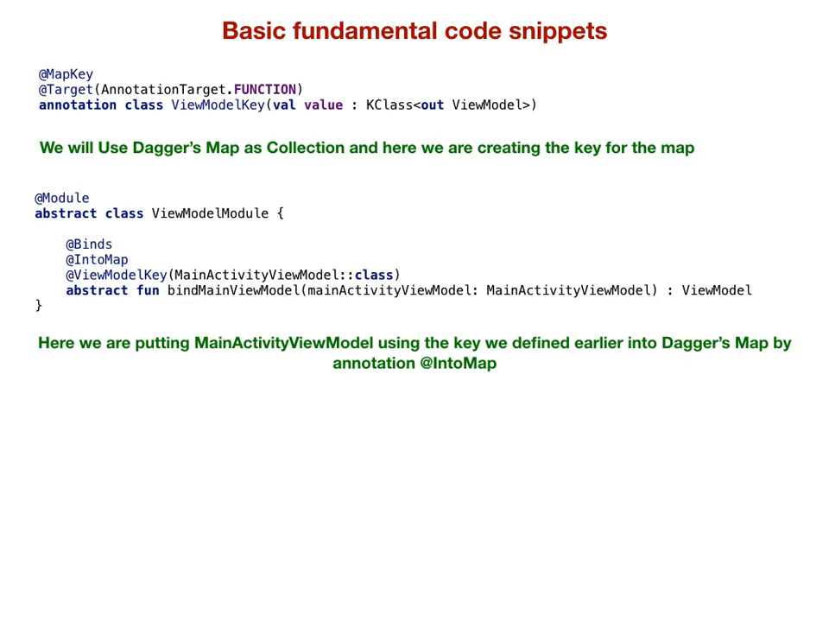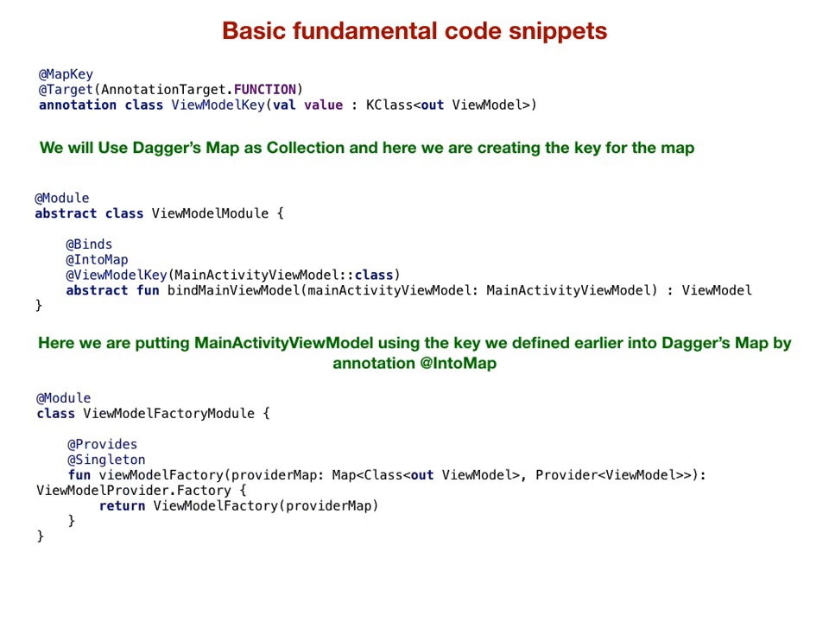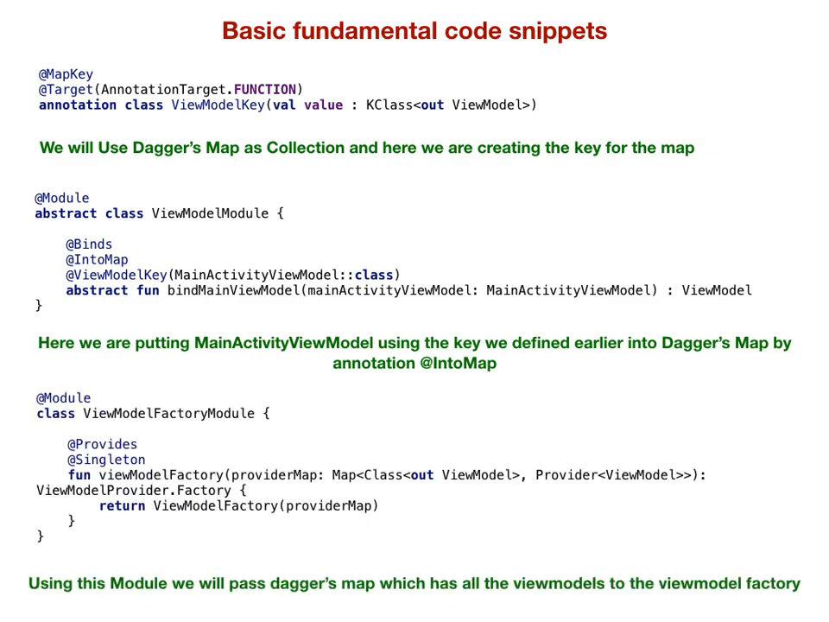So here, if you see, the main activity view model is something that I have passed using the key view model key, and I use that to store it in the Dagger map. That's all. Now the last and final piece of the jigsaw is another one, this view model factory module. If you see, there is another module I have created.